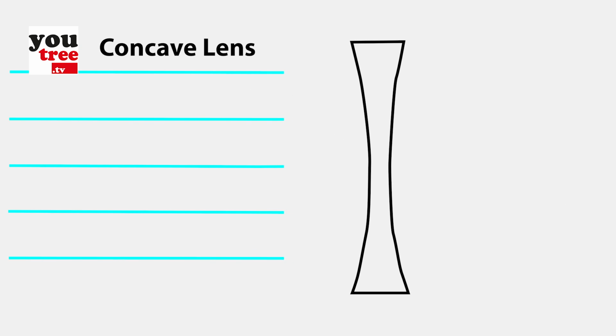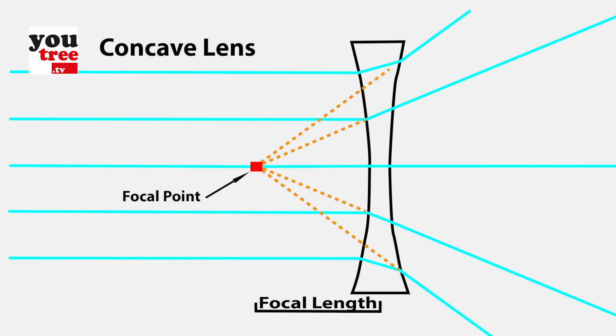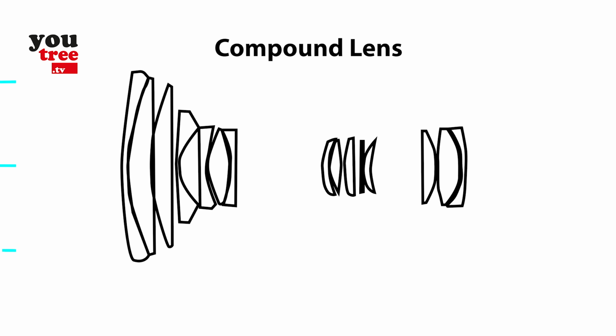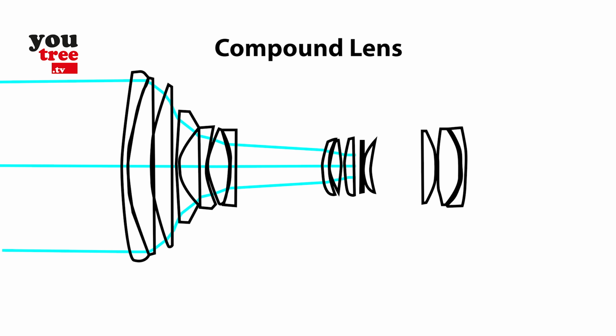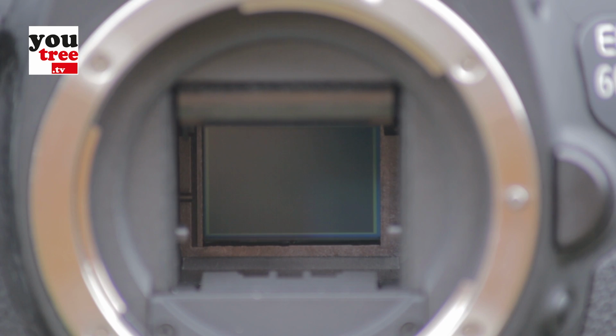A concave lens does the opposite by spreading the light rays outwards. The combination of convex and concave lenses, called a compound lens, helps to correct the artifacts seen when using a single convex lens. The arrangement of lenses helps to focus the image across the entire sensor plane inside the camera.